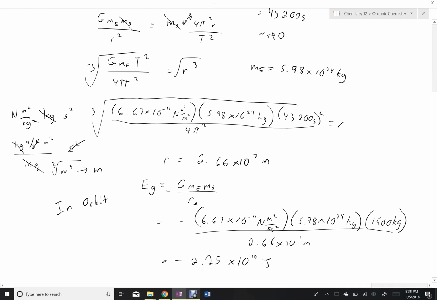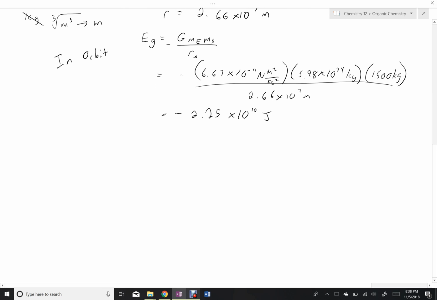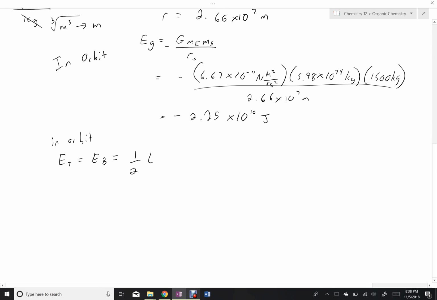Okay, now with this in hand, I'm going to go and find a few different things. First of all, I want to know the total energy in orbit, or I could call it the binding energy. And we can recall, if you want to go back and watch a previous video, that the binding energy is equal to 1/2 of the gravitational energy. So this is no trick. I can just divide this by 2, and I'll get 1.125 times 10 to the 10 joules of energy as my total energy in orbit. To get this thing into orbit, I have to remember that it started on the surface of the Earth.